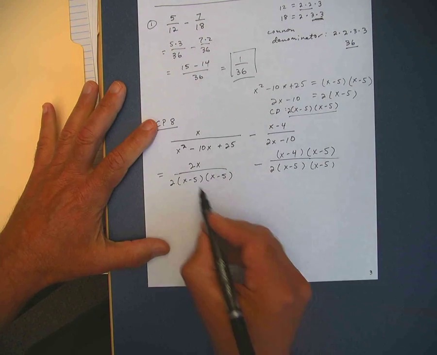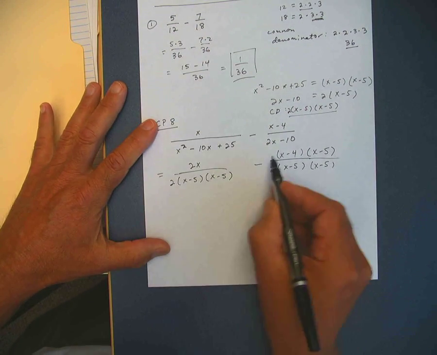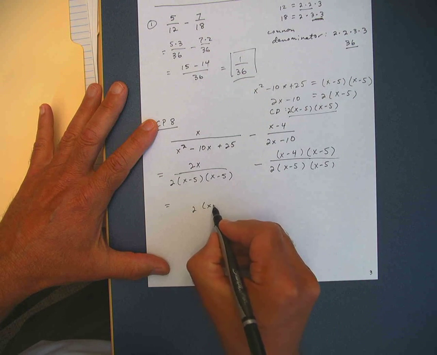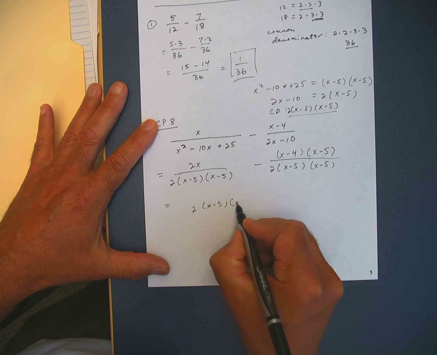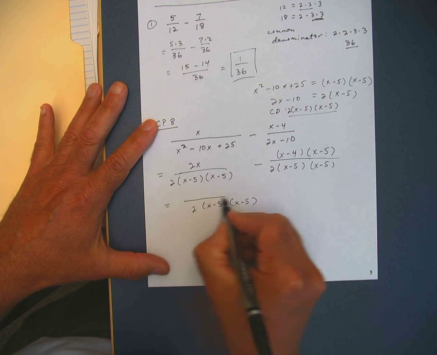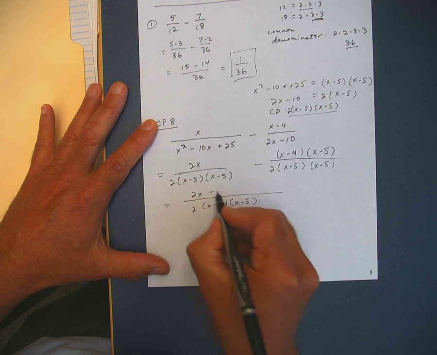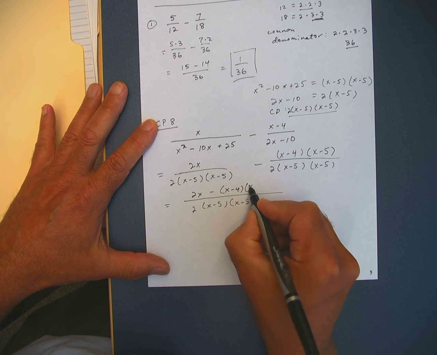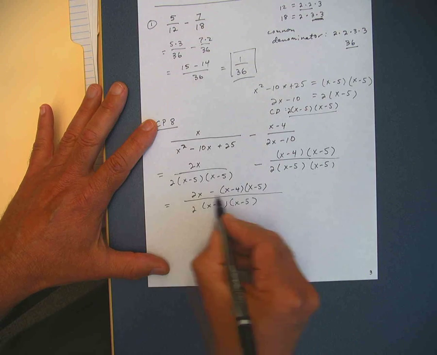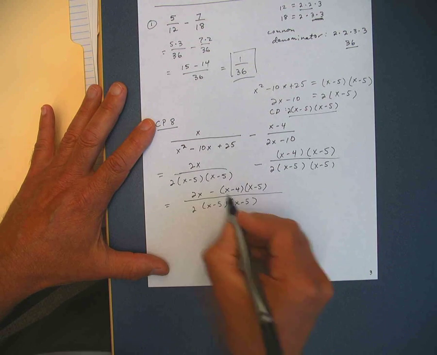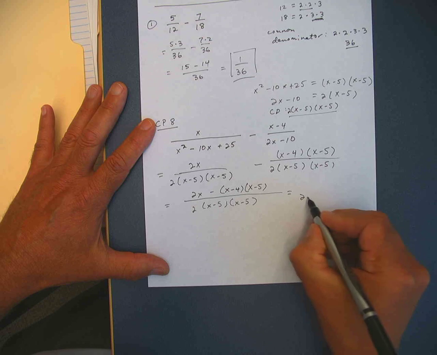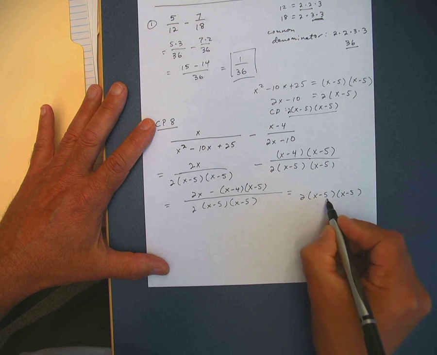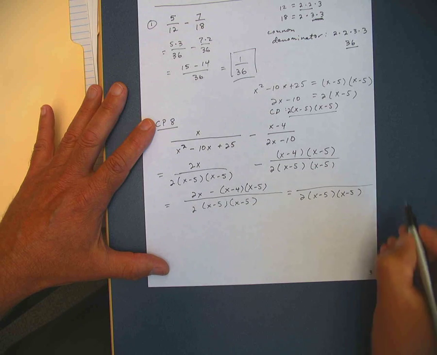Okay. So now I have the same denominators. Let's try putting them together. Here I'll have 2 times x minus 5 times x minus 5 again on the bottom. Putting the two together, I'm going to have 2x minus x minus 4 times x minus 5. Okay, let's put these two together. I want to multiply that out. And again, the denominator will be the same. You could also write this as x minus 5 squared if you wanted a shorthand.